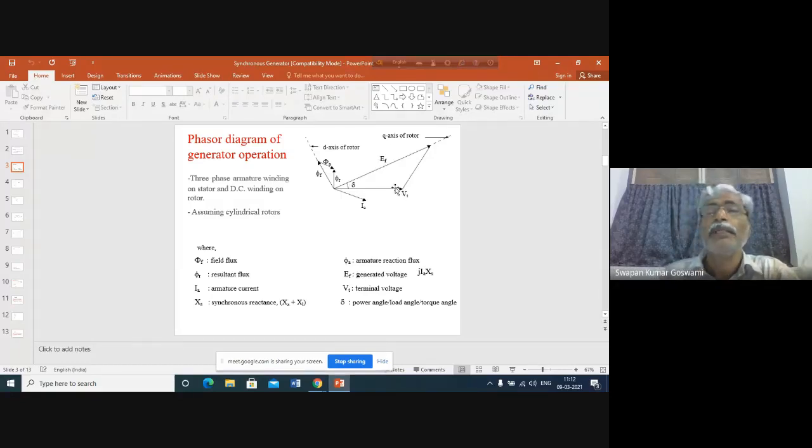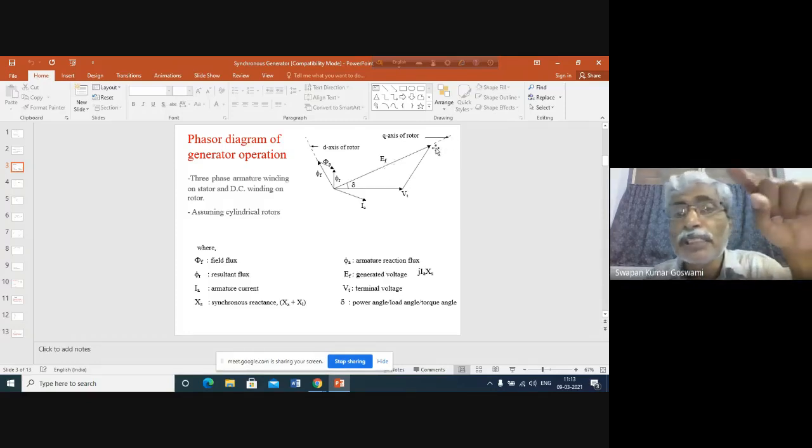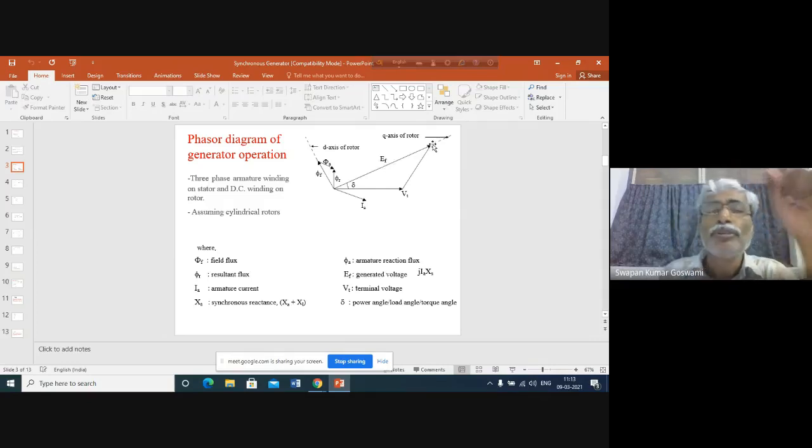Okay, but if there is some sudden change in load, or a sudden increase or decrease in the input to the generator, then what will happen? The speed of the generator rotor will change. If the speed of the generator rotor changes, then obviously the position of the vector EF also will change, because EF is along the quadrature axis of the rotor. That means rotor position determines delta, or delta is determined by the position of the rotor. Am I clear? Delta is determined by the position of the rotor.